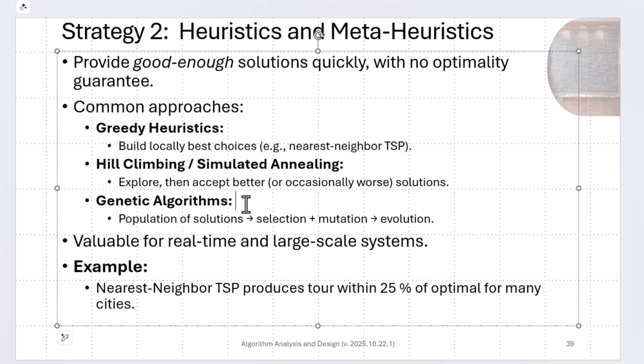Genetic algorithms, another fun AI approach, take a population of solutions and do selection, mutation, and evolution, and they converge. The traveling salesperson problem can be solved with this, and so can many other problems. Valuable for real-time and large-scale systems. An example, again, nearest neighbor TSP produces a tour within 25% of optimality for many cities.